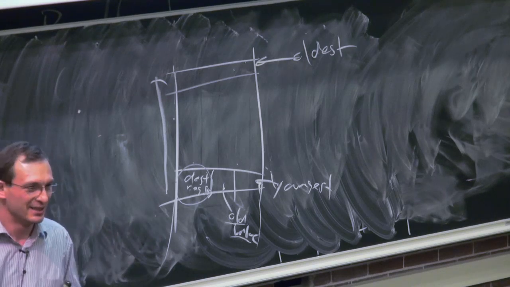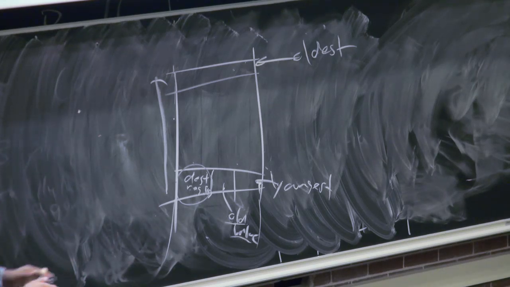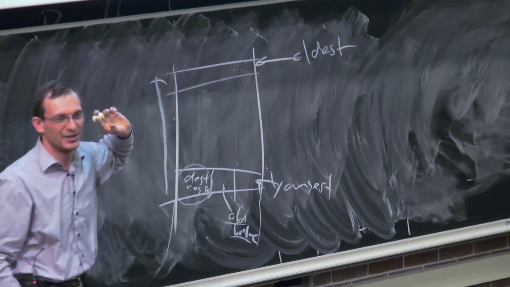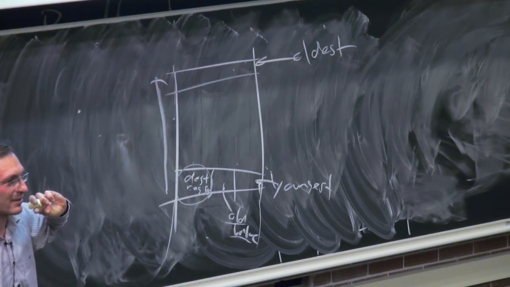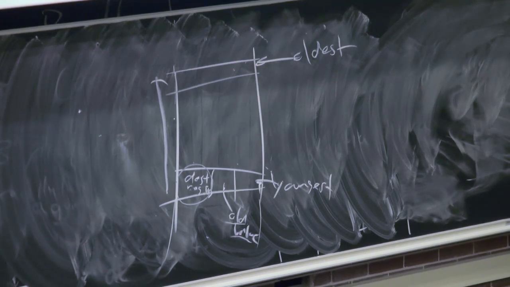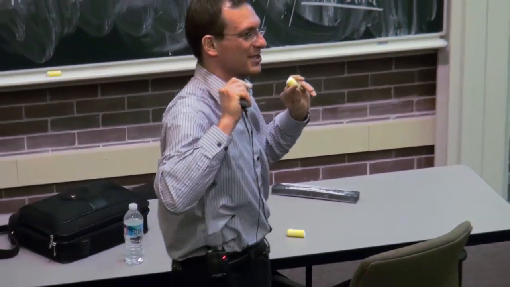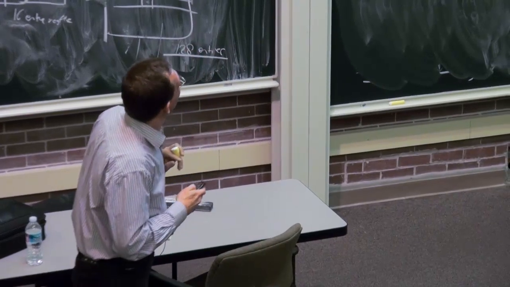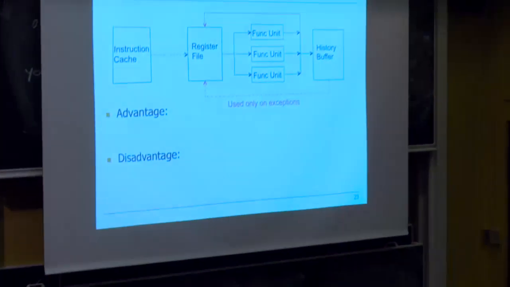Makes sense, right? And if the exceptions are not common, this may be a good solution, right? Because you do this once in a blue moon. A lot of work, yes. On an exception, there's a lot of work potentially. Depends on how long your history buffer is, of course. And this goes back to his question, how big should your look ahead be, perhaps. OK. But there's an advantage, right?